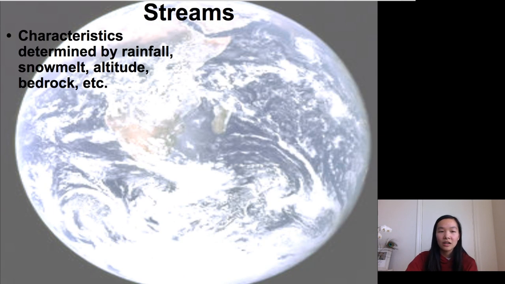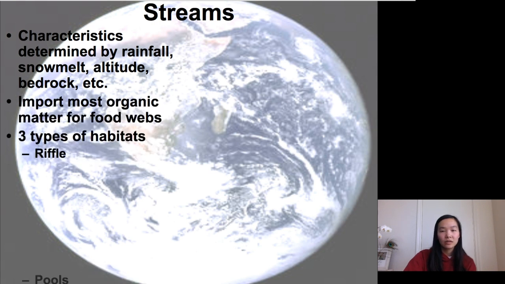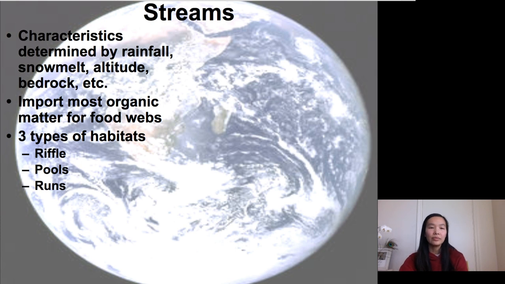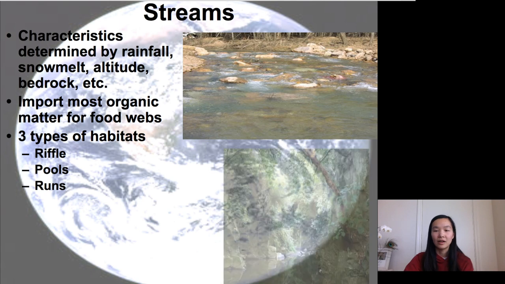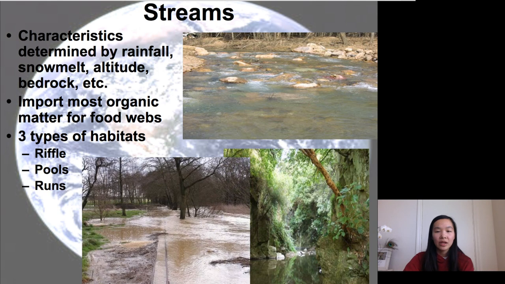Okay, last biome is streams. Streams will have different characteristics based on where they are in latitude or altitude, how much rainfall or snow they're getting, and that will affect what the stream is like and its diversity. And there are three kinds of mini habitats inside the stream that I wanted to point out, and that's the riffle, the pool, and the run. So I'm going to start with the pool.